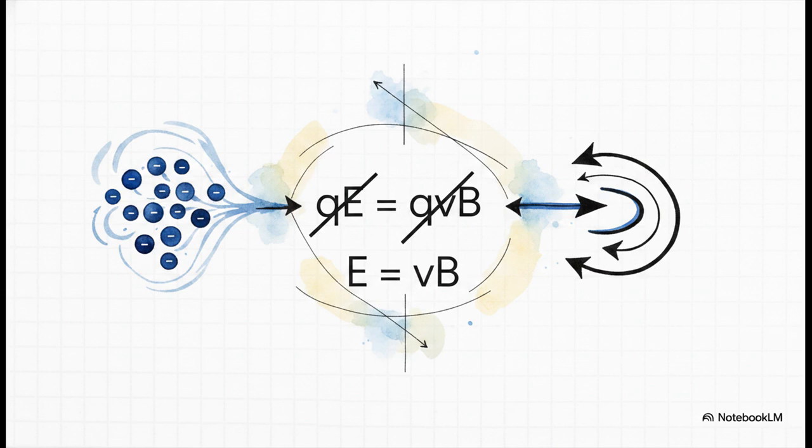We represent this as QE equaling QVB. Now, if you just cancel out the charge Q on both sides of the equation, you are left with E equals VB. This right here is the precise moment of equilibrium. The push of the magnet is perfectly balanced by the repulsion of those crowded electrons. And it's this exact state of equilibrium that ultimately stabilizes and determines the final Hall voltage that we measure on our meter.